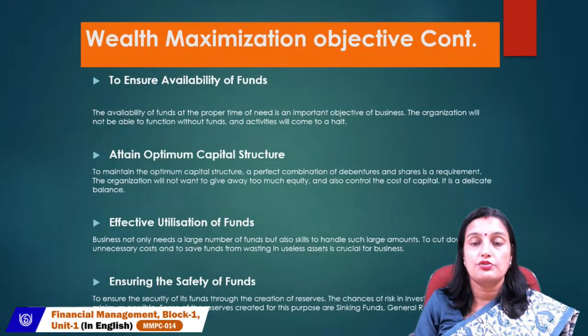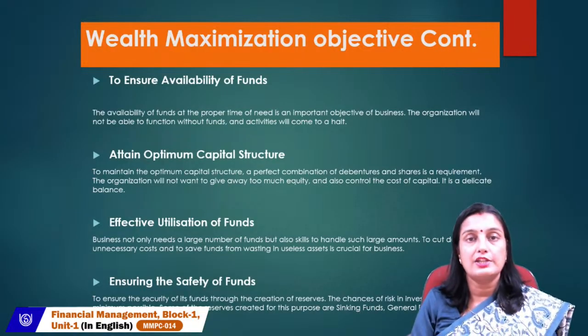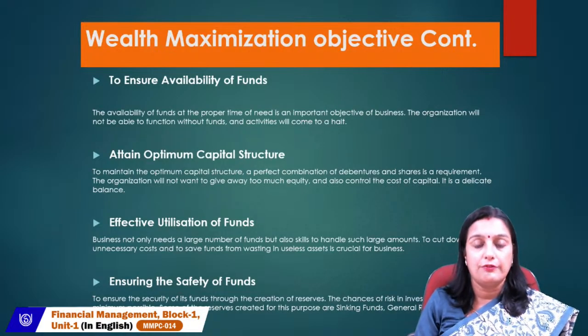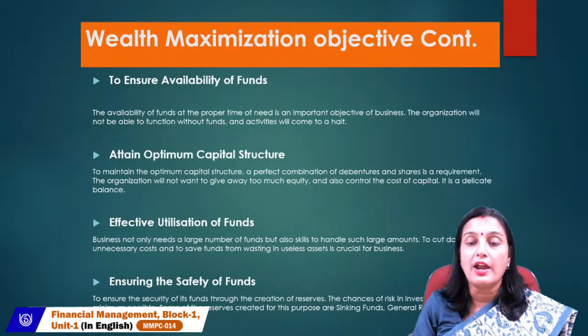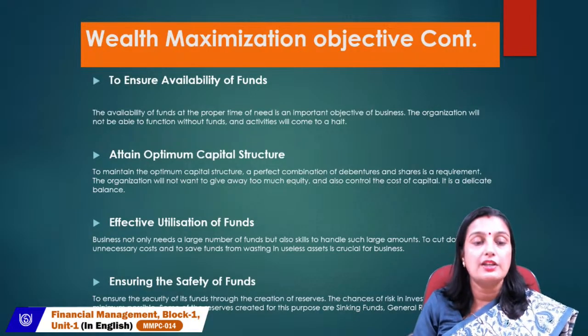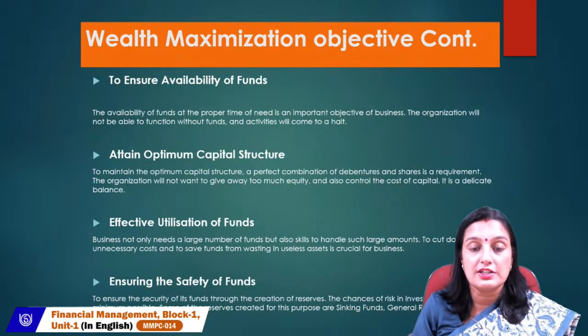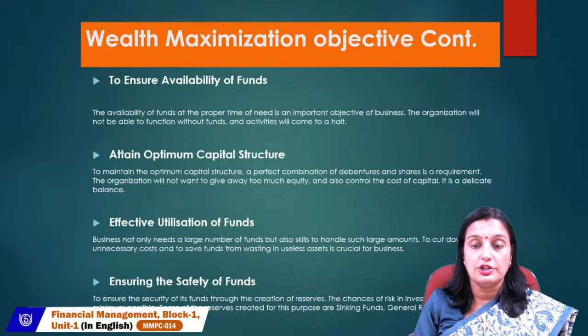So the capital structure should be made in that way. There is a delicate balance that should be kept between equity and debenture. And then the third part is effective utilization of funds. Funds should be utilized effectively. As I have already explained, there should not be underutilization and there should not be overutilization of the funds. So business not only needs a large number of funds, but also a skill to handle such large amounts, to cut down unnecessary cost and to save funds from being wasted in useless assets. So there should be effective utilization of funds.